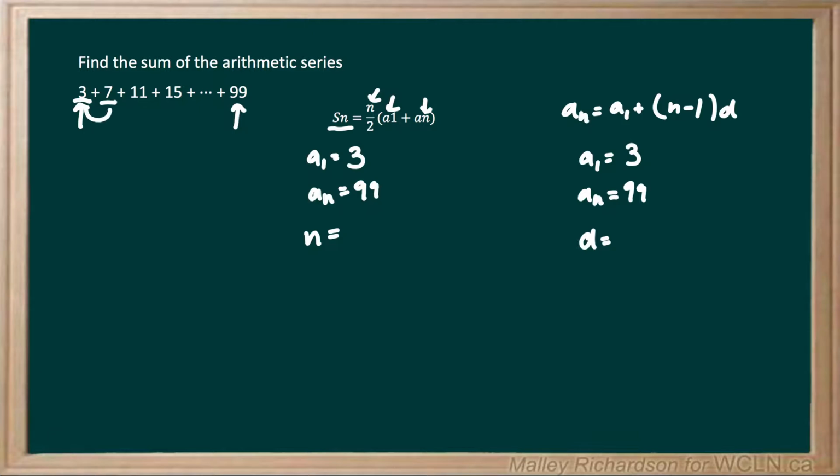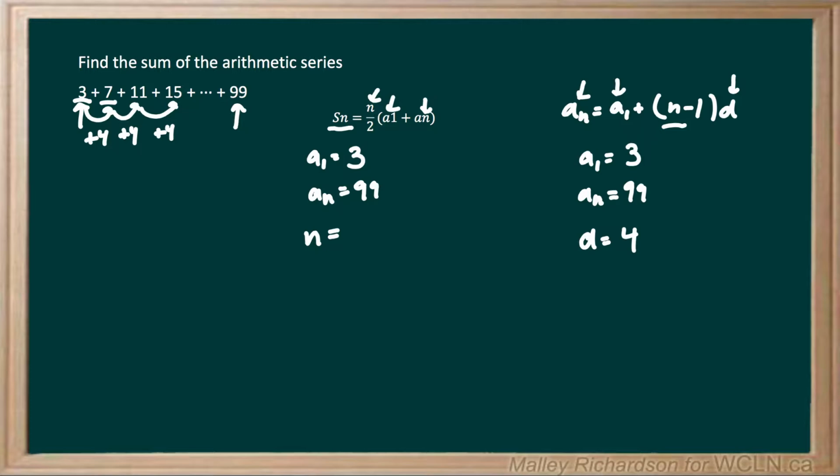Well, to get from 3 to 7, all we have to do is add 4. To get from 7 to 11, we also have to add 4. And to get from 11 to 15, we also add 4. So therefore, our common difference d is going to be positive 4. So now that we know a1, a of n, and d, we can solve for our unknown of n.